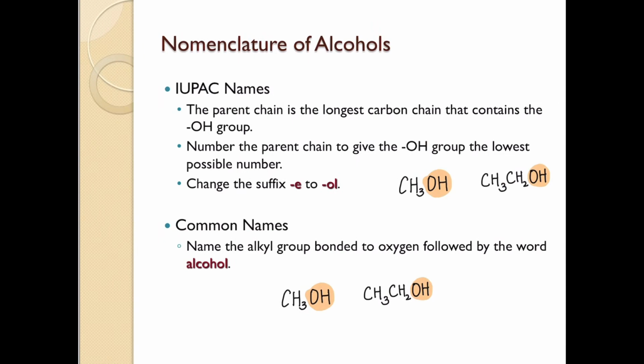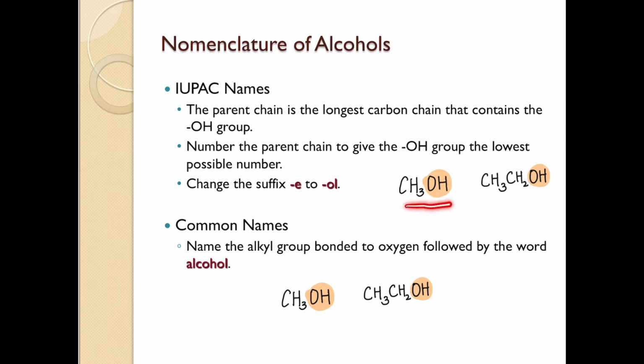Nomenclature of alcohols, IUPAC names. The first thing to do to find the IUPAC name is to find the parent chain. The parent chain here is the longest carbon chain that contains the OH group. And remember, this OH group should have the lowest possible number. And then finally, change the suffix E to ol.